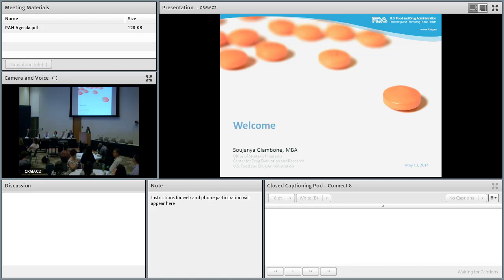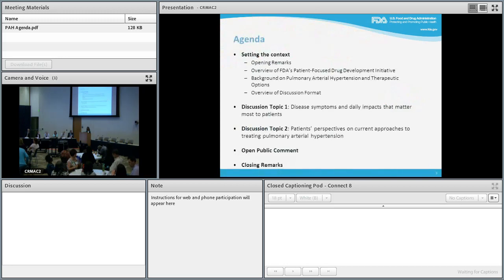So I'm going to spend just a few quick minutes going over the agenda. You should all have a copy of that. We had them out at the registration desk, but if you don't have one, feel free to ask one of my FDA colleagues and we'll be happy to give you one. And then just a few more housekeeping items and we'll get our meeting underway. Okay, so we're going to start off with some presentations from the FDA panel. We have 3 presentations. They'll review some opening remarks, overview of the Patient-Focused Drug Development Initiative, and a background on PAH and treatment options. And then I'll come back and review the discussion format with you.